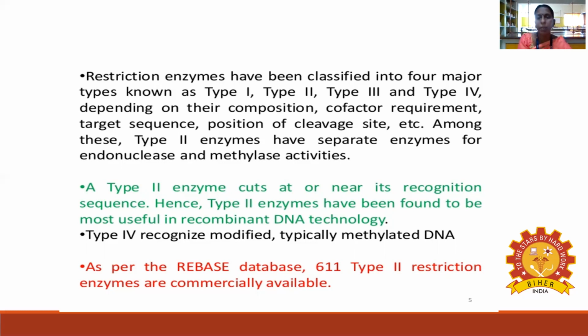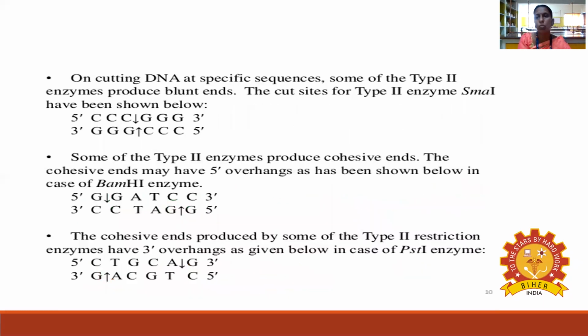As per the database, 611 type 2 restriction enzymes are commercially available, especially for gene mapping, genome work, gene editing, and splicing. So in these cases, you have to use restriction enzymes. What is a type 2 restriction enzyme? It has a 5' and a 3' end, and the 2 fragments form a specific segment called the recognition site, which the specific enzymes can cut.